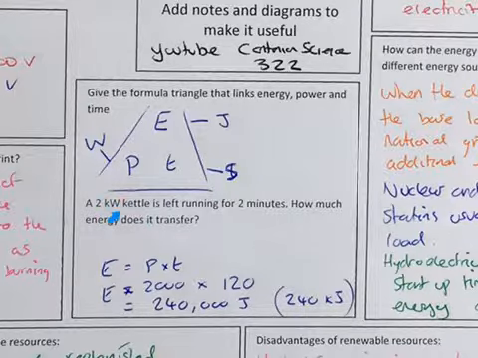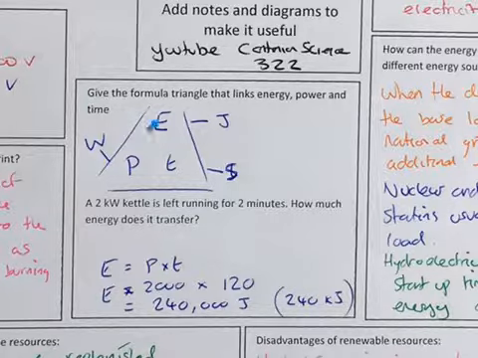And I've got a typical question here, a 2 kilowatt. So kilowatt is going to be 1,000 watts, is left running for 2 minutes. So a 1 minute equals 60 seconds. How much energy does it transfer?